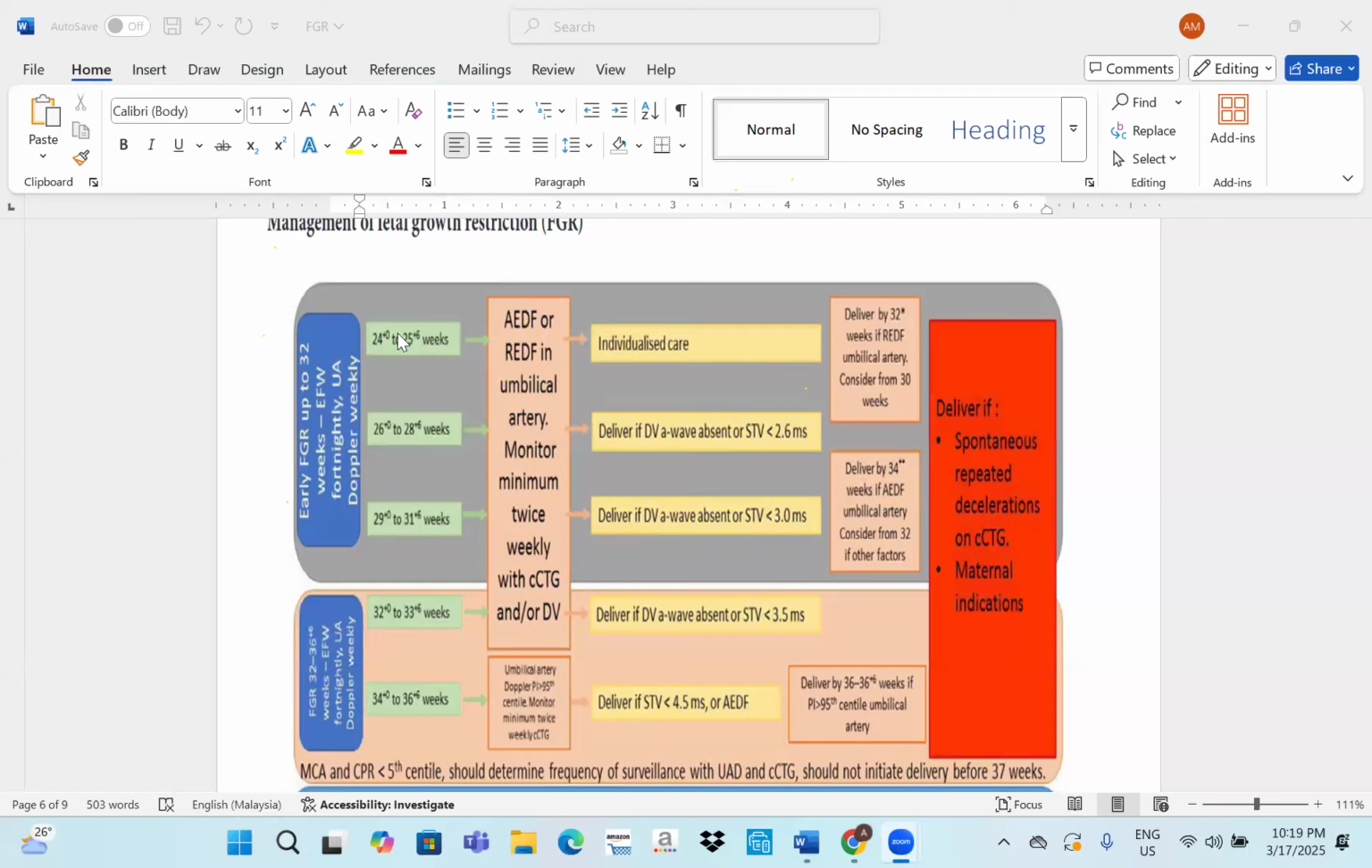Okay. Now this patient you are monitoring has absent end diastolic flow or reduced end diastolic flow. Let me tell you first, absent is more dangerous as compared to reduced. So let's suppose you started monitoring this patient, doing a fortnightly scan and weekly Doppler. This patient went from 24 to 28 weeks, right?